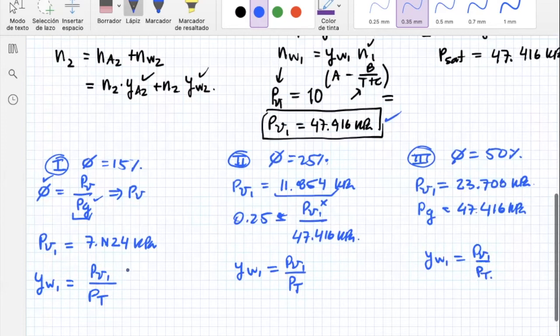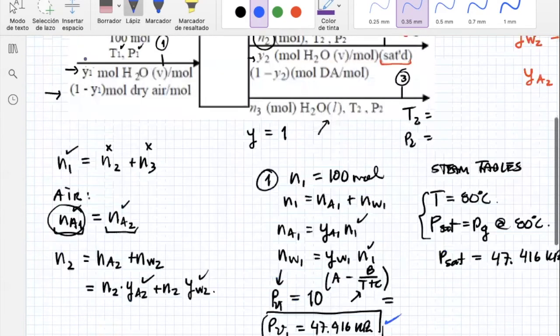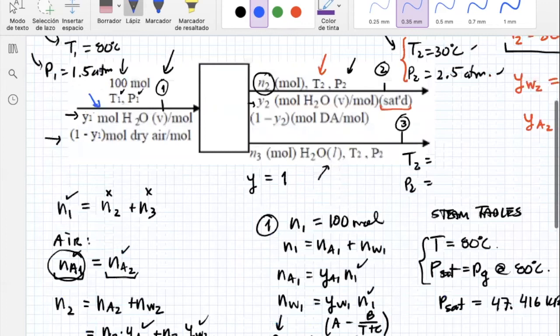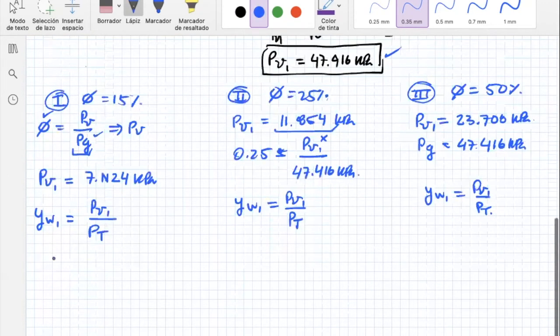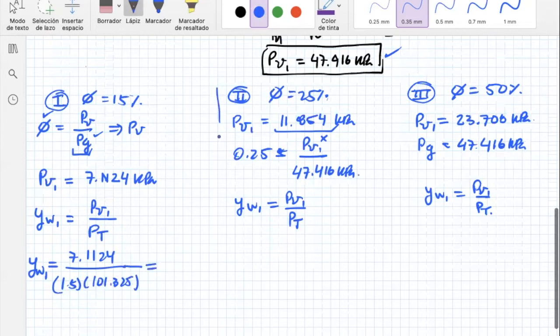Now, total pressure, please remember, is the total pressure of this stream, which is 1.5 atmospheres, but I need to change it to kilopascals. So long story short, 7.1124 divided by 1.5 times 101.325 kilopascals. So I already have these numbers. Let me just make a division over here so I can have these numbers.